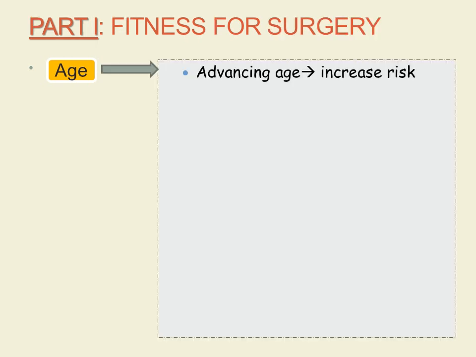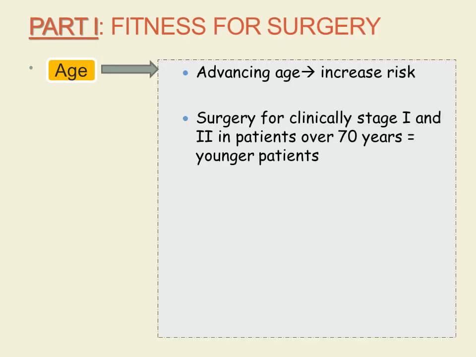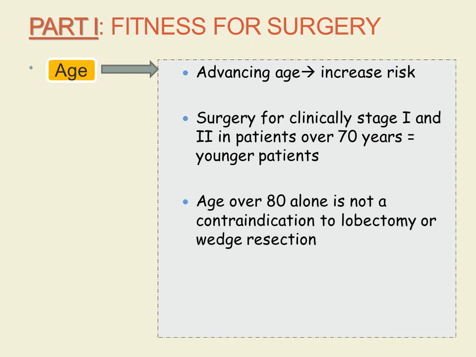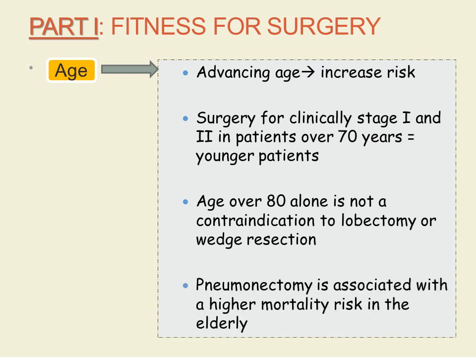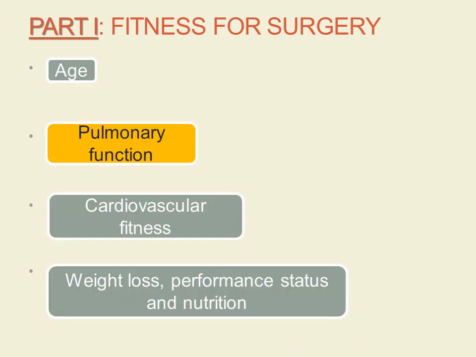Age. Advancing age increases the risk of surgery. For clinical stage 1 and 2 in patients over 70 years of age, the outcome is equal to younger patients. Age over 80 years alone is not a contraindication to lobectomy or wedge resection. Pneumonectomy is associated with higher mortality rates in the elderly.